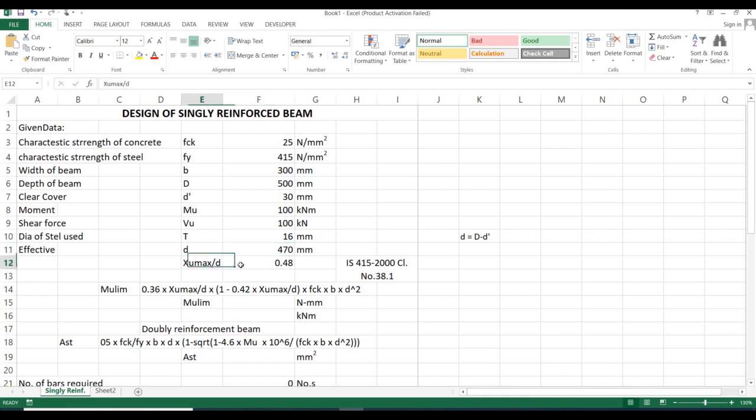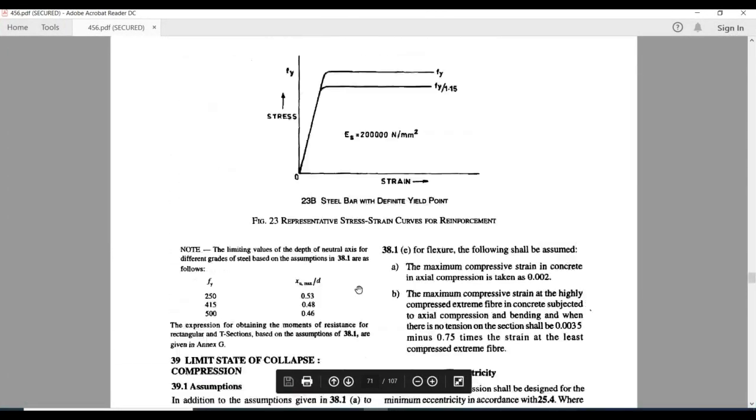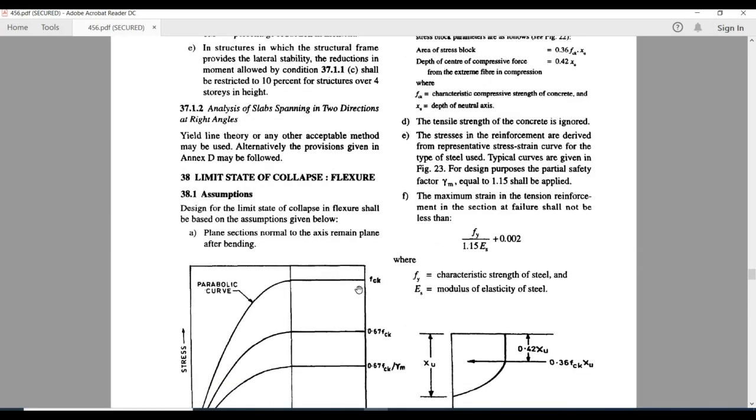Okay, next is xu max by d. It is available in our IS code, at clause number 38.1. For Fe 415 steel, the xu max by d value is 0.48. So you can see here at the 38.